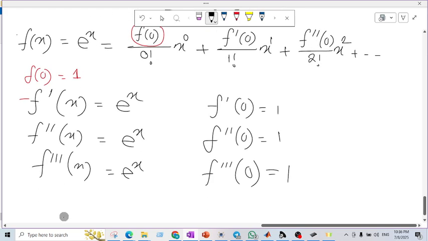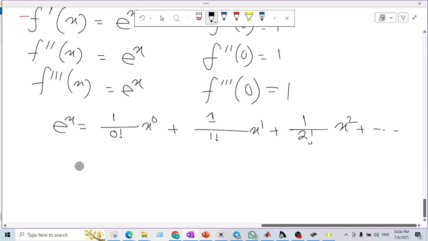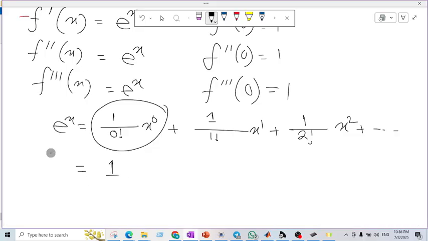So we can write e to the power x is equal to 1 divided by 0 factorial x to the power 0, then this is 1, so 1 divided by 1 factorial x to the power 1, and then this is 1 also, 1 divided by 2 factorial x square. So simply the first term is equal to 1, right? See, 1, simple.